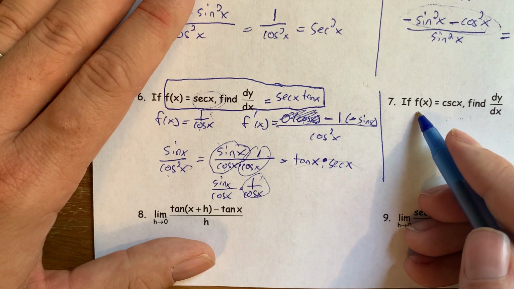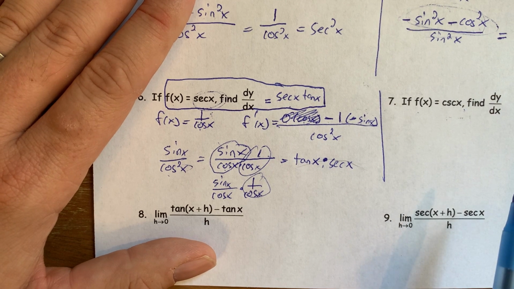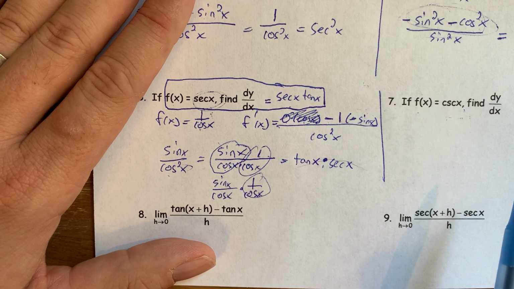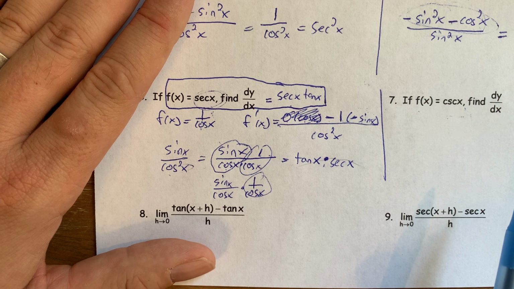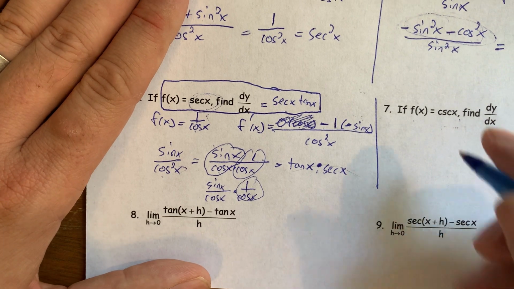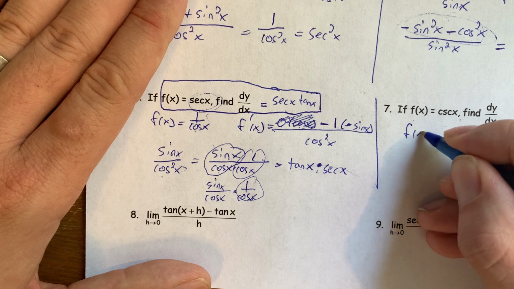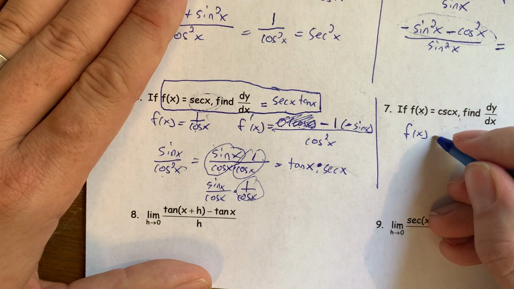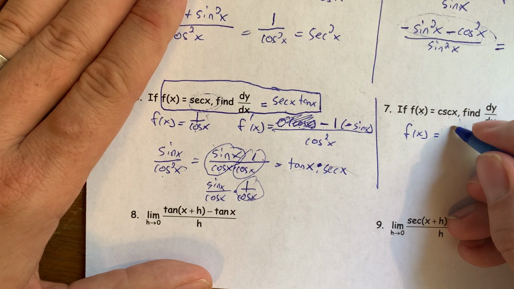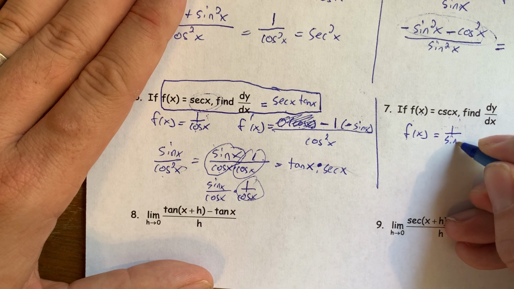Okay, f of x equals cosecant of x. Go ahead and try this one on your own. How do you rewrite it? How do you go from the beginning to the end? And hopefully we recognize that we can rewrite it. Notice that I'm not putting f prime of x yet. This is just the same thing, just rewritten. Cosecant is 1 over sine of x.